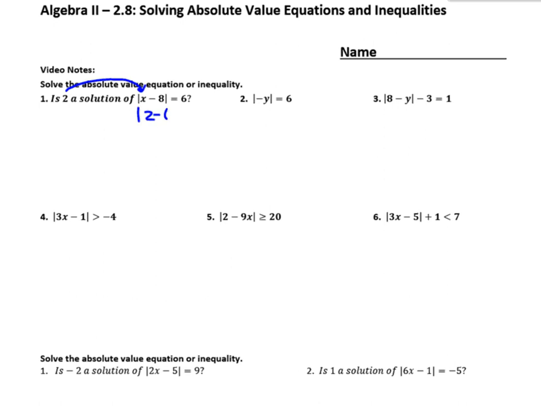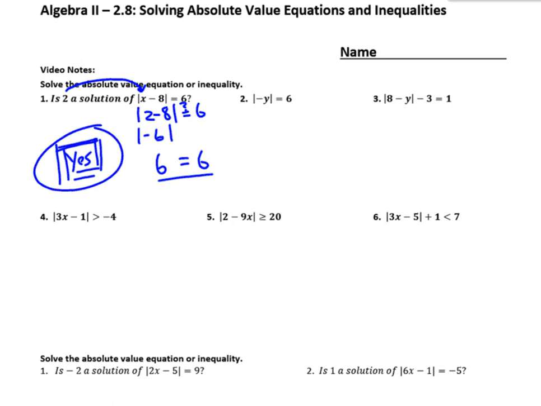That's the bottom line. So 2 minus 8, I want to know if that comes out to be 6 after I do the absolute value. So then this is absolute value of negative 6. Absolute value of negative 6 is 6, and that equals 6, which is true. And so I say, yes, that comes out to be correct as I attempt to plug the problem in. Okay, so yes, that's the solution.